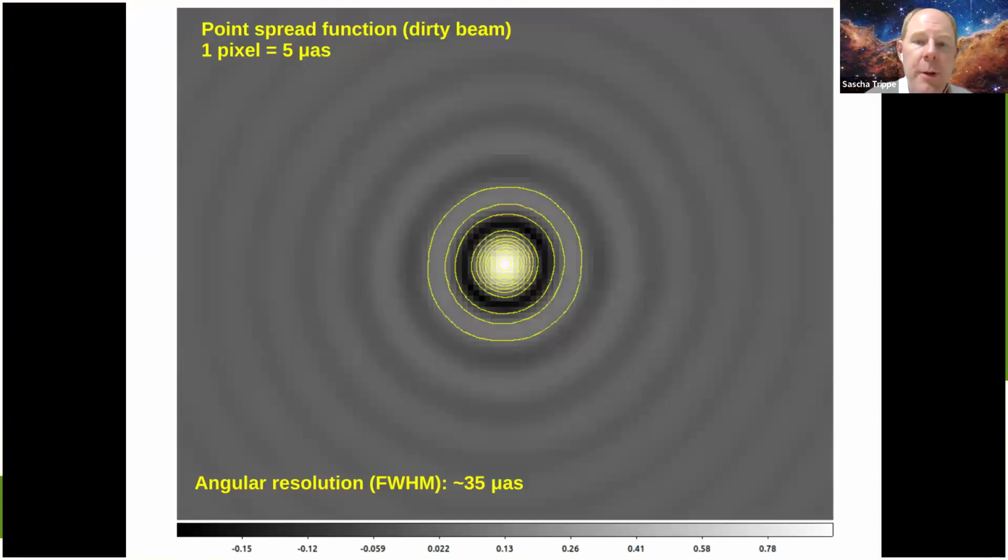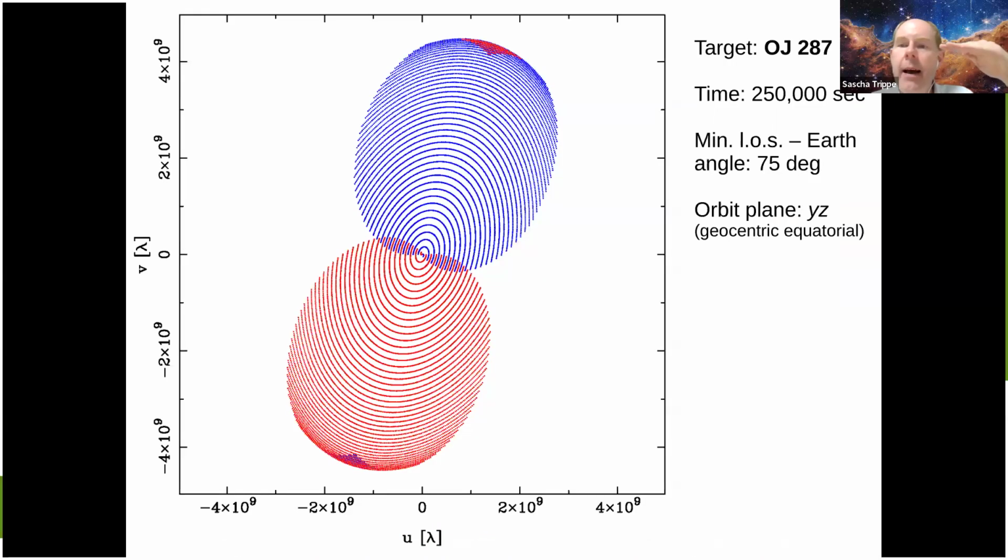It's a beautiful point spread function with an angular resolution, because of a lower frequency, of about 35 microarcseconds. It's just one orbit plane, so it's a demonstration, the pathfinder mission. Once we move too far away from the normal of this orbit plane, shadowing by Earth will get more and more severe.